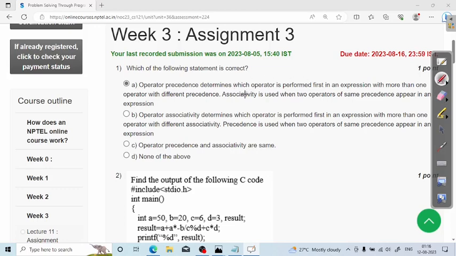Whereas associativity is used when two operators of the same precedence appear in the same expression. At that time associativity is applied. If you look at the other options, they all are incorrect. So if you are aware of the definitions of precedence and associativity, you will find the first one is the correct answer. The other three are wrong. Now let's move to the second question.